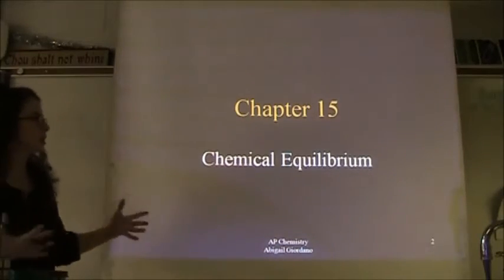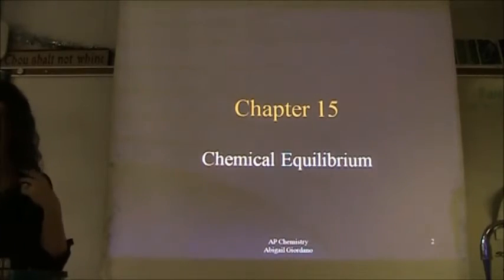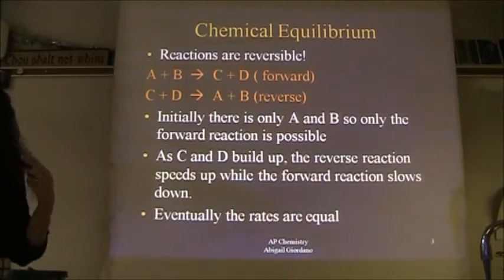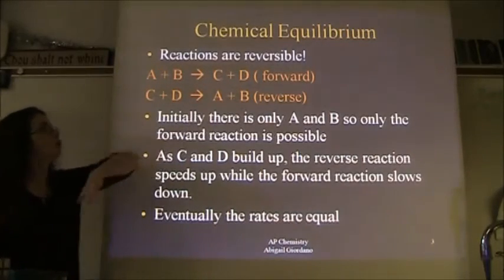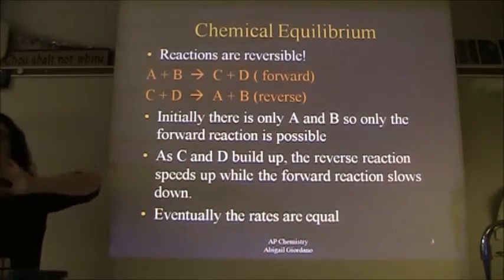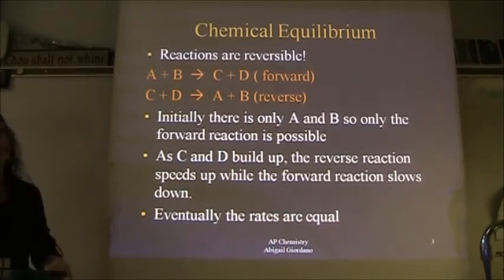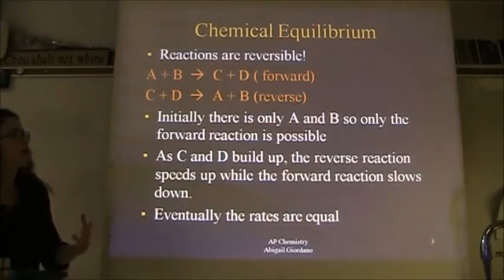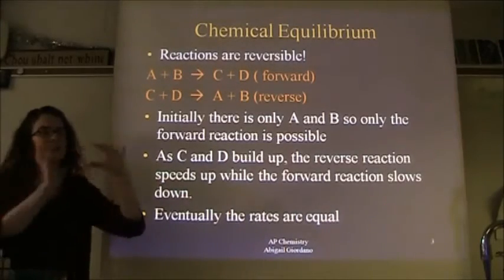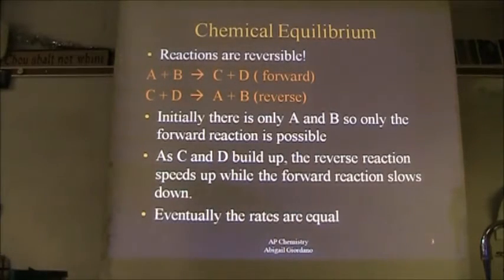But this chapter is on chemical equilibrium. So let's talk about what that even means. Whether you know it or not, 99.999% of reactions are reversible. Now, what does that mean? That means you have reactants, you're creating products. These reactions can go the other way, where the products convert back into the original reactants. Most reactions can do that.